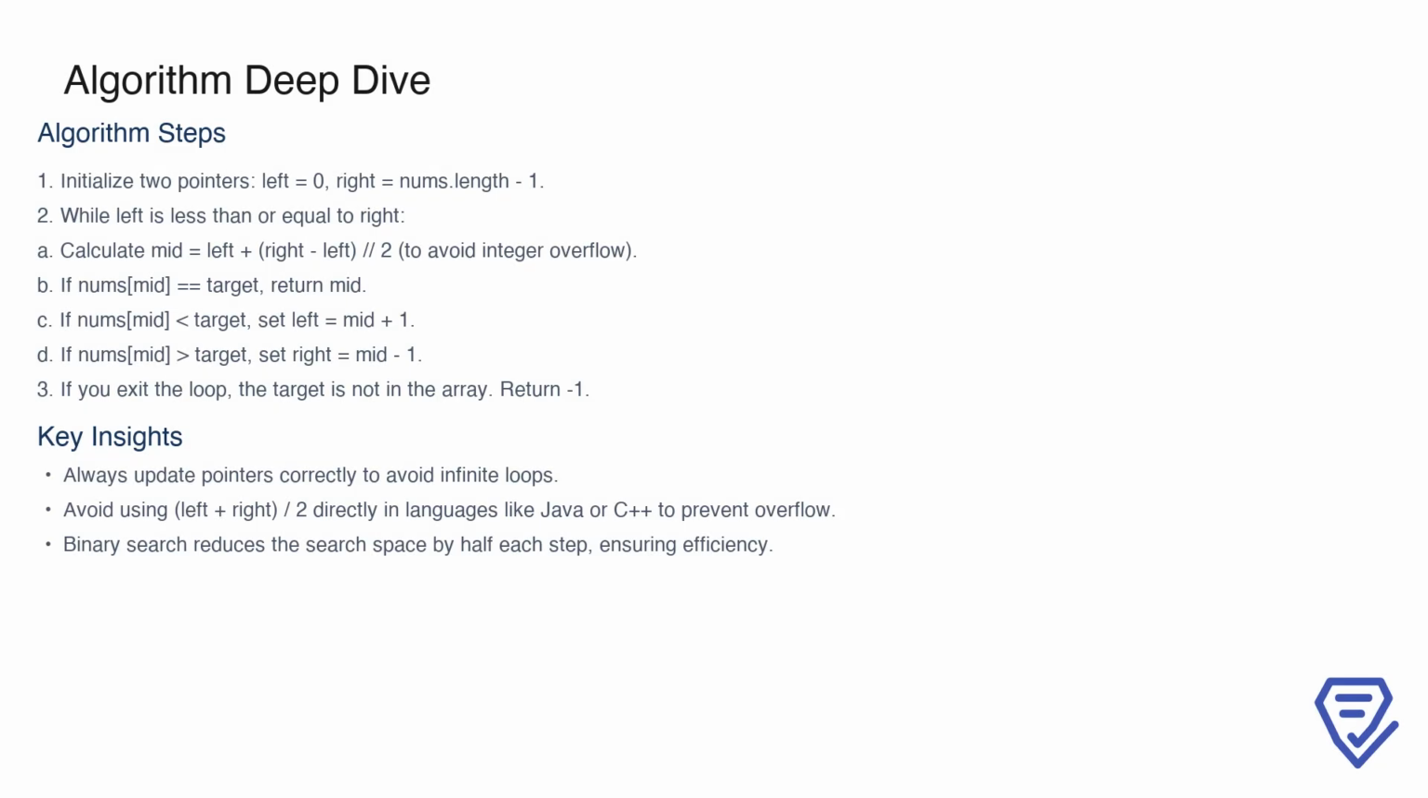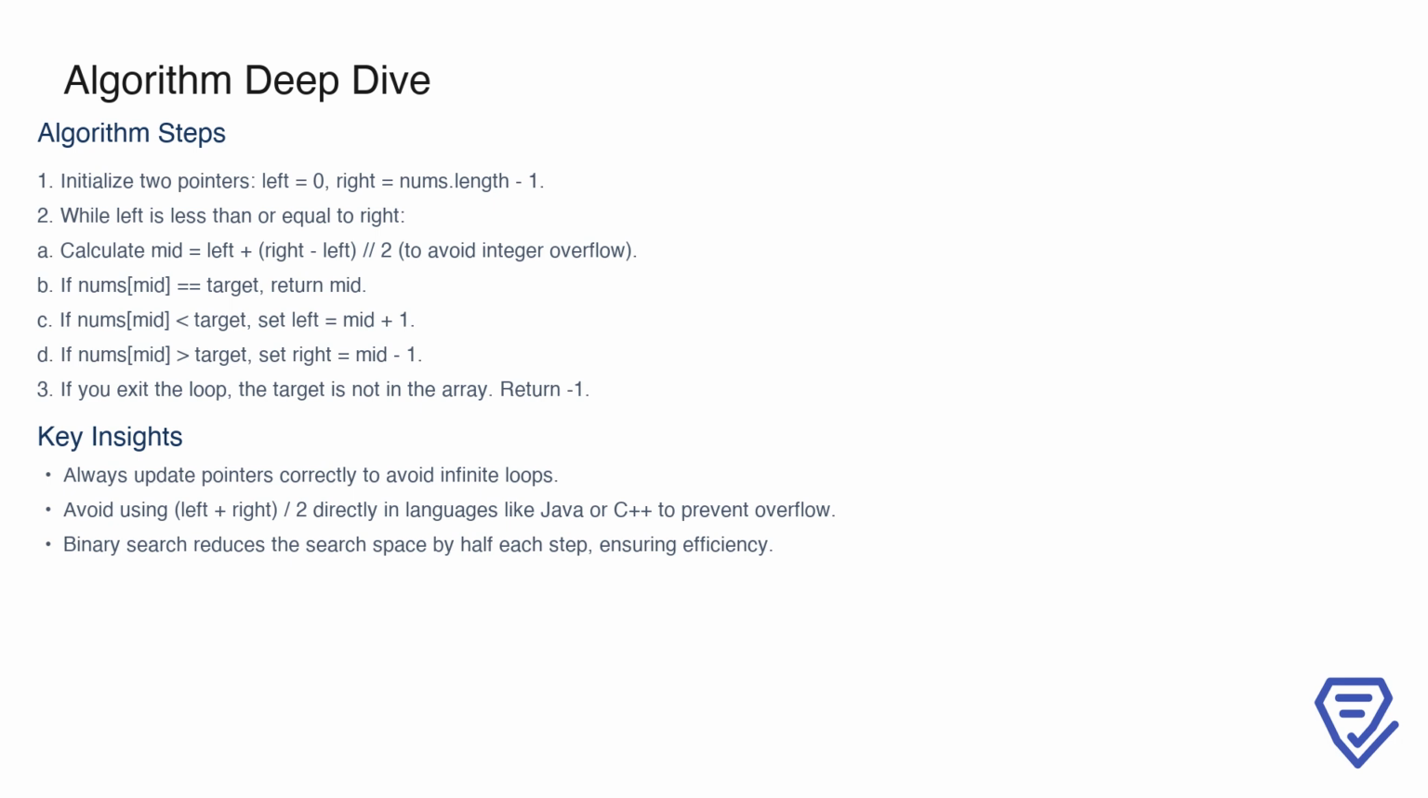Let's break down the algorithm for binary search, which is ideal for LeetCode problem number 704. Start by initializing two pointers, left at 0 and right at the last index of the array. We loop as long as left is less than or equal to right. Each iteration, calculate the midpoint using left plus (right minus left) divided by 2 to prevent overflow in languages with integer limits. If the number at mid matches the target, we return mid as the index.